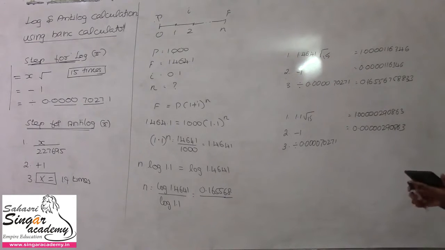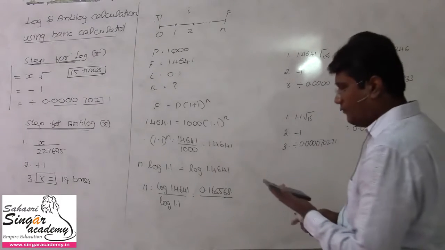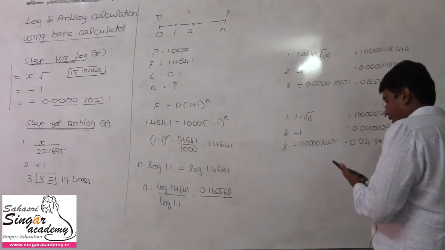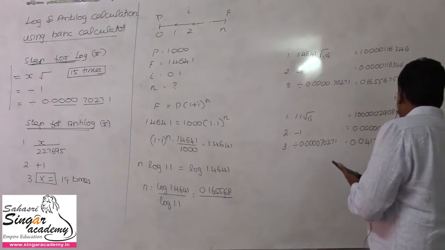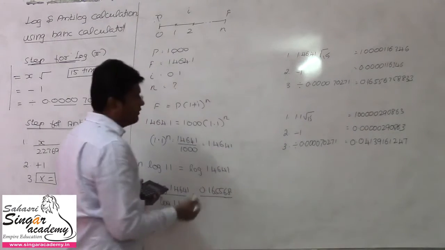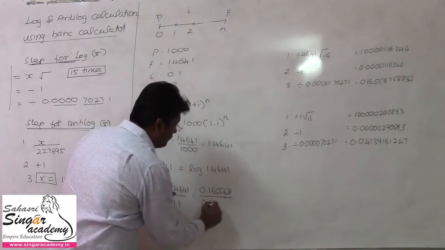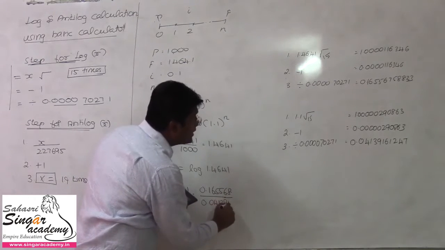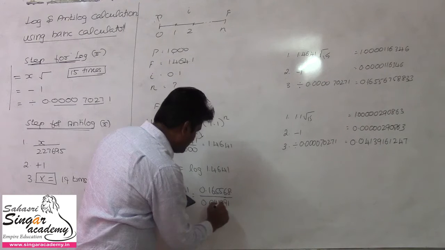So divided by 0.00007027. If I divide that by the special number, the value will be 0.04139161,247. I may take around 6 digits. Even 4 digits is more than enough. 0.0413916. Okay.